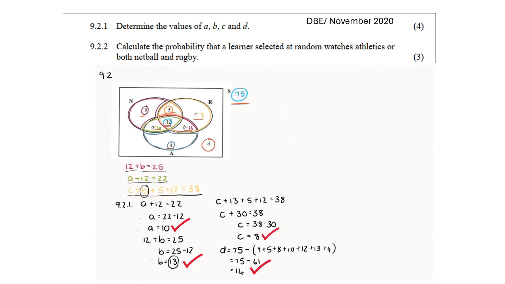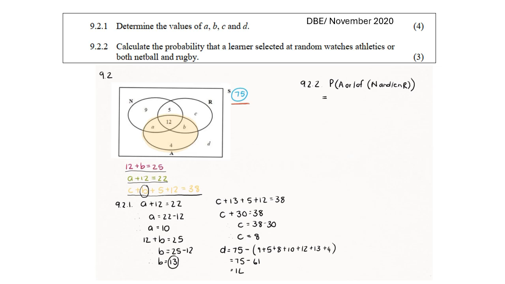Now we need to calculate the probability that a learner selected at random watches athletics or both netball and rugby. So let's go and look at the Venn diagram. The number of learners who watch athletics is everything in A, and that is 10 plus 12 plus 13 plus 4, and that gives a total of 39. So we take 39 and we divide it by 75 to get the probability.